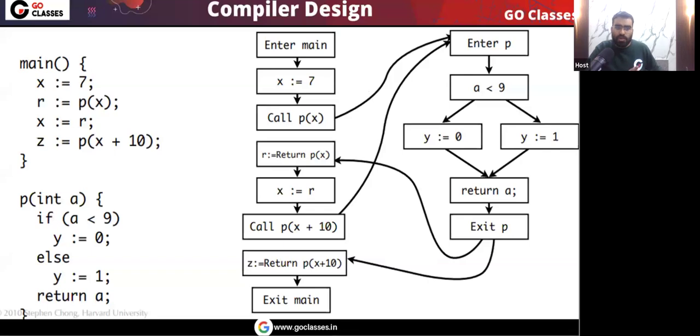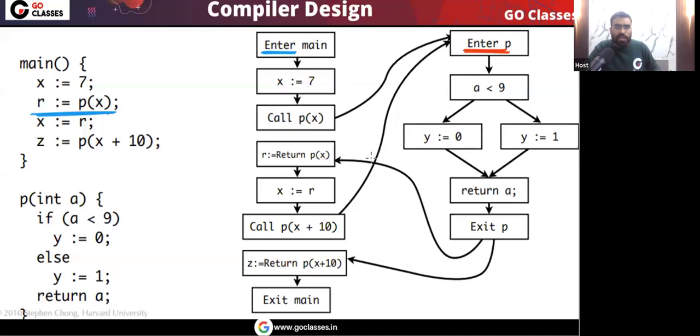Actually, as I told you, this is an advanced topic, so don't worry about it. But for example, here you are calling the function p. This is the entry of the main function. Now you are calling p, so from here the flow can go to enter p, which is the entry point of p. Are you getting my point?